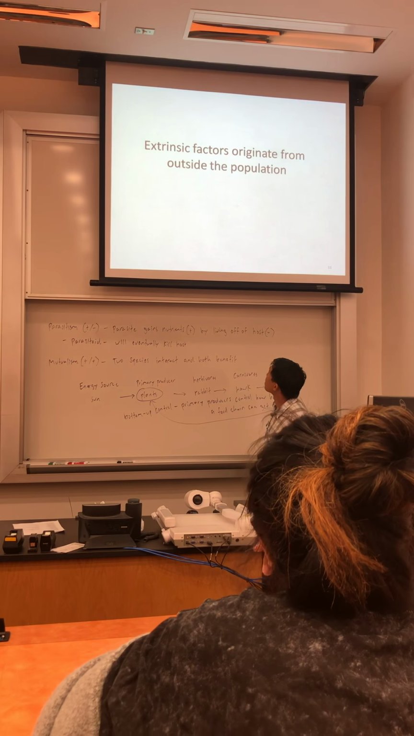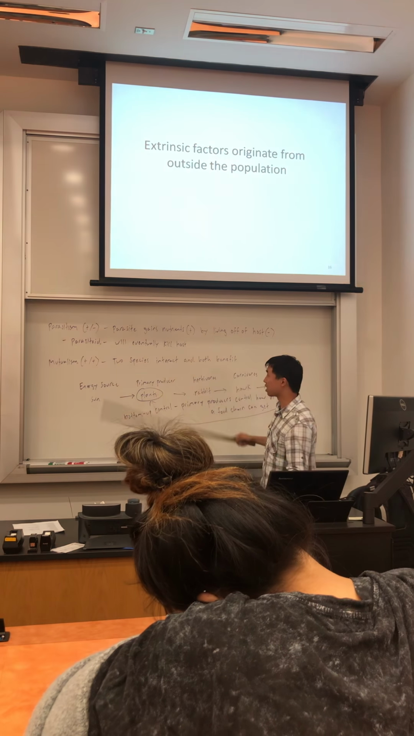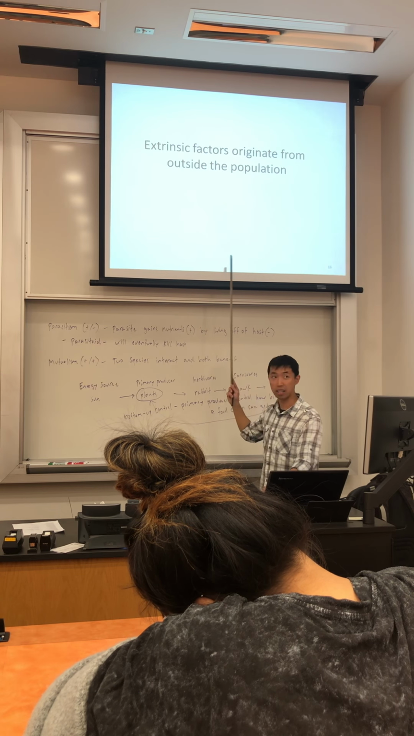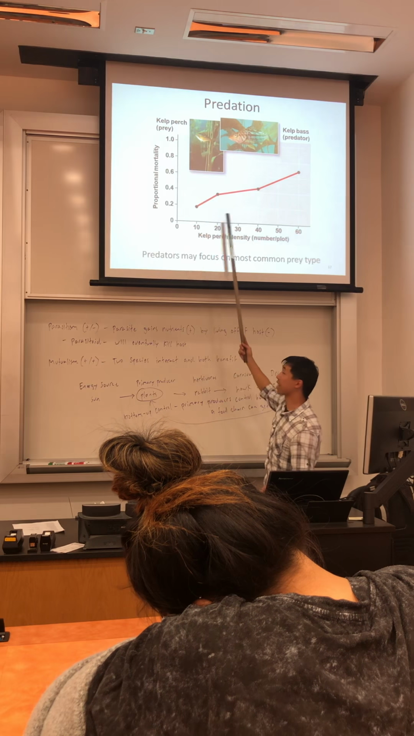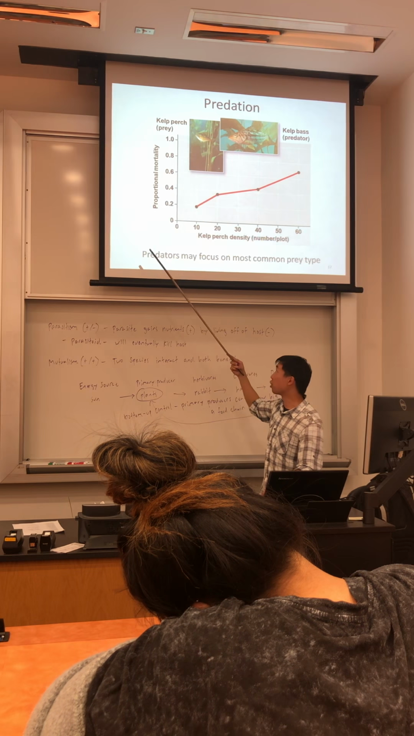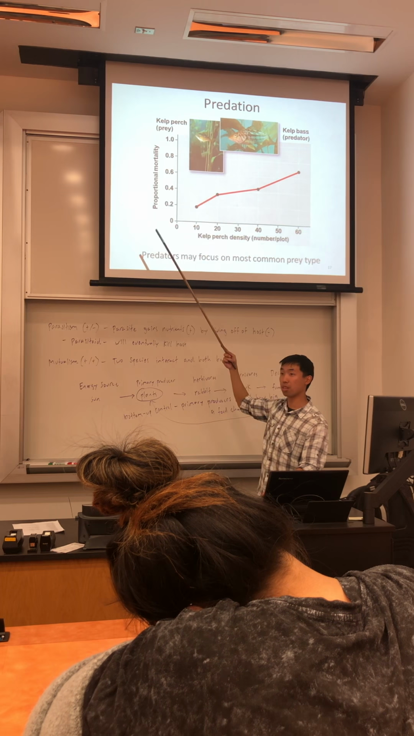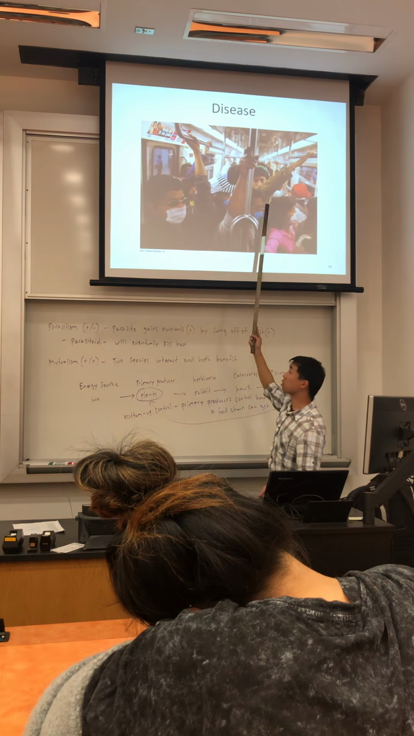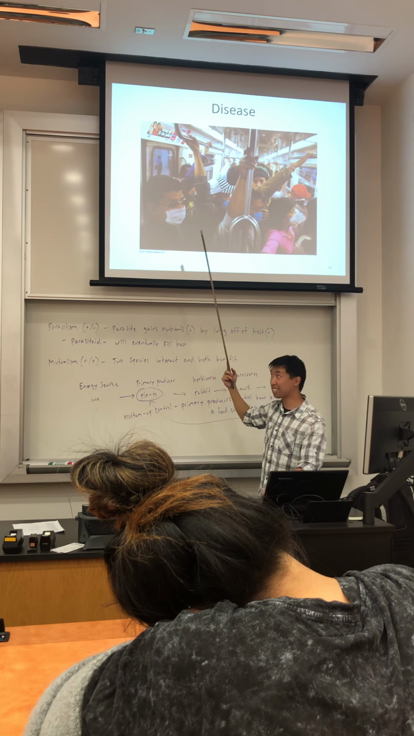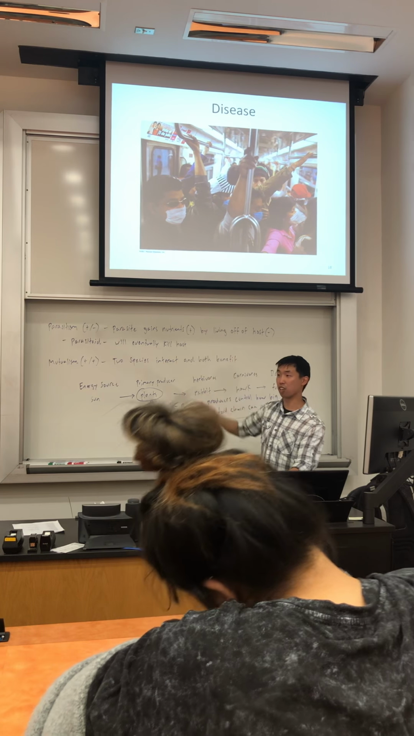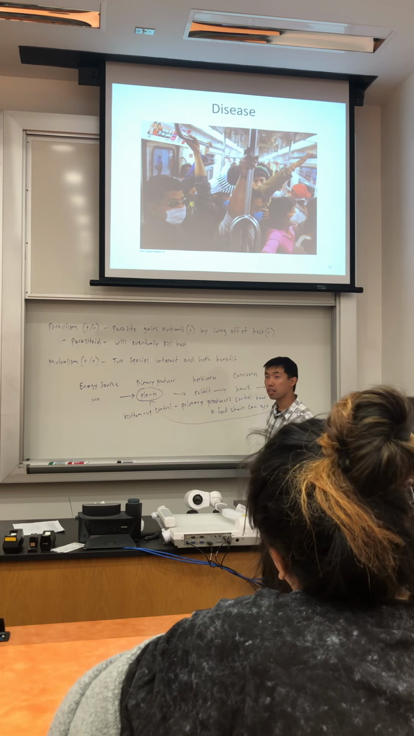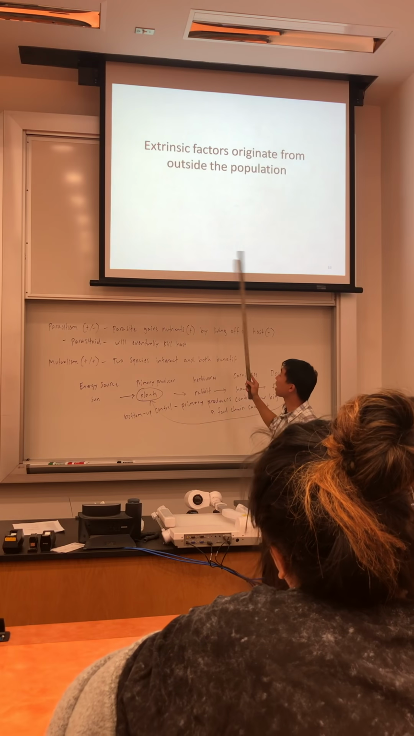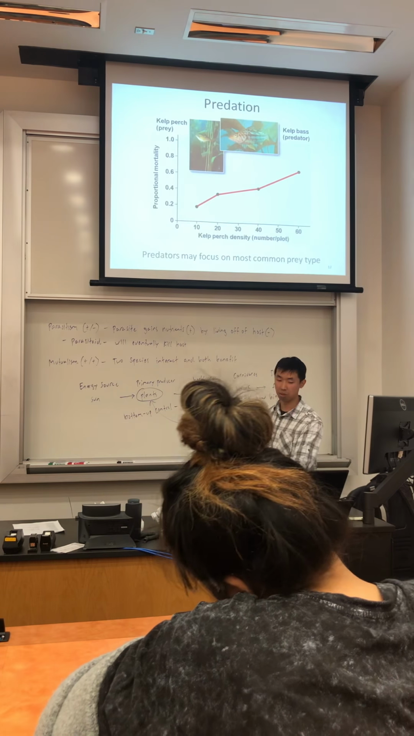All right, extrinsic factors would be something that limits population growth from outside of the population, and that would be things like predation. The bigger population you have, the more likely predators will eat members of your population, and also diseases. The bigger your population is, the more likely for diseases to spread and kill members of your population. So know the difference between the intrinsic and extrinsic factors that limit population growth.